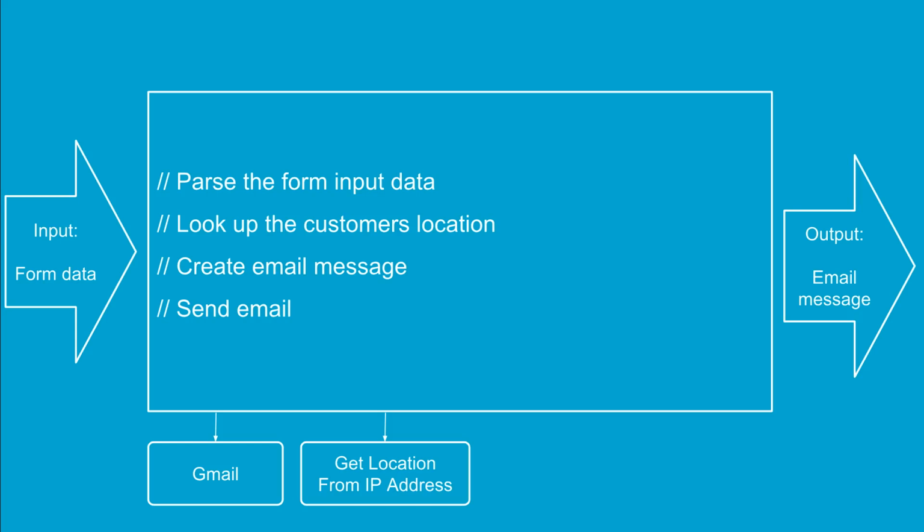The four basic steps that our script is going to do are: first, we have to parse our input. You can think of parsing as splitting the input up into its pieces. Next, to make our example a little more realistic, we're going to look up the customer's location based on his or her IP address, and we're going to use an external service to do this. Then we are going to create an email message. And finally, we're going to send that email message, again using an external service. Right, let's get started.